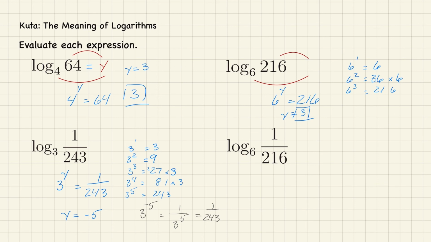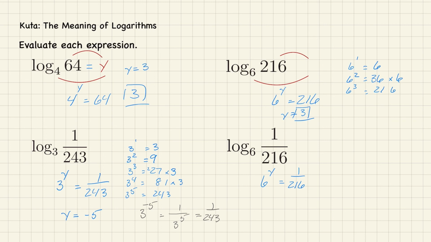So we have log of 1 over 216 base 6. 6 raised to what power is going to equal 1 over 216? 216 is in the denominator, right? Which means that we know that our exponent is going to be negative. So the end result, we know that's going to be negative. So we're going to ignore the fact that it's going to be negative for now.